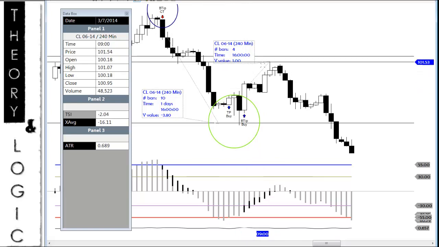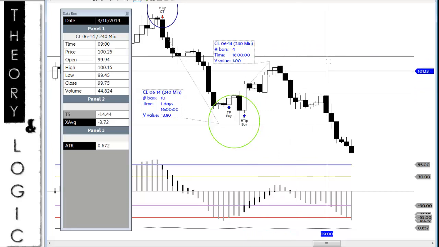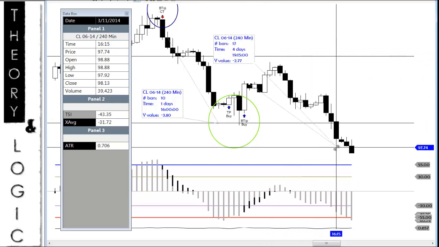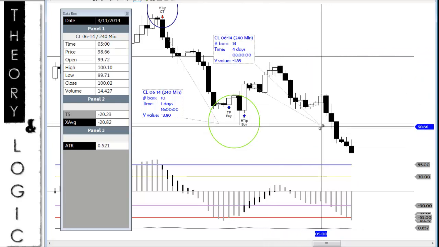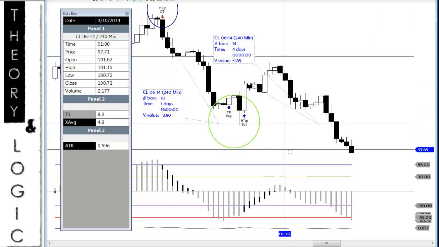If the market goes 100 ticks in my favor, I did not hit my target one. And if I stayed long with no trail stops, as the market rolled over here, right here is where I hit my 170 tick stop. So I'd have to record that as a loss.